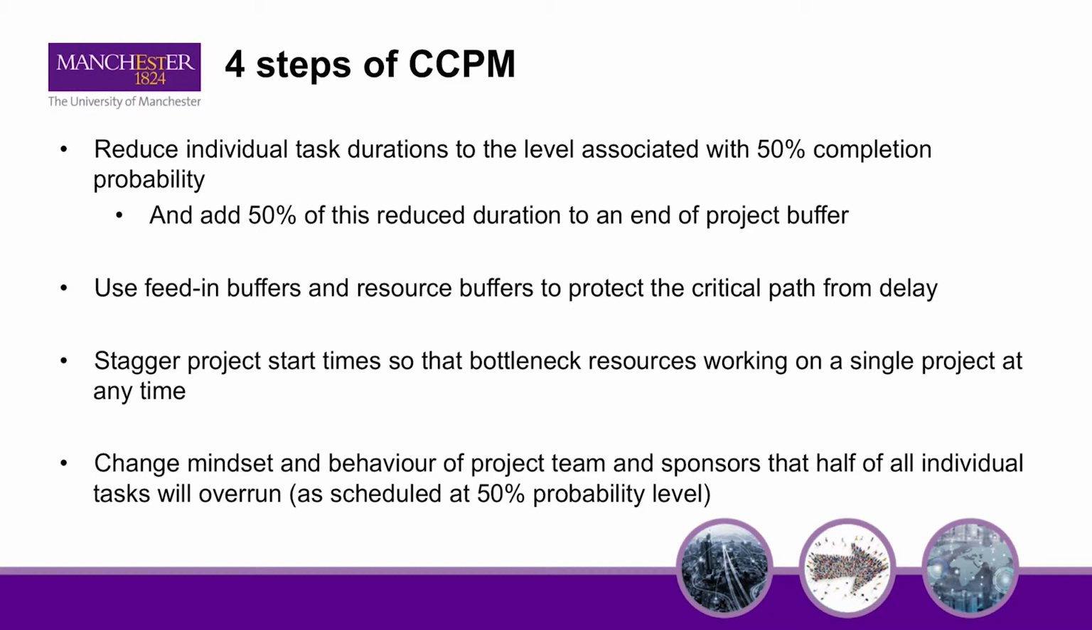There is a very important behavioural change associated with critical chain project management, and this is in the production of the estimated task durations. Individuals do have to accept that the planned task durations will be based on a 50% completion probability, so half their tasks will overrun. This is acceptable as the buffers are there to allow for this.